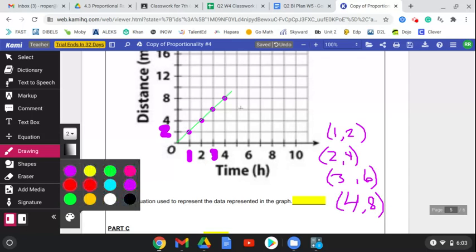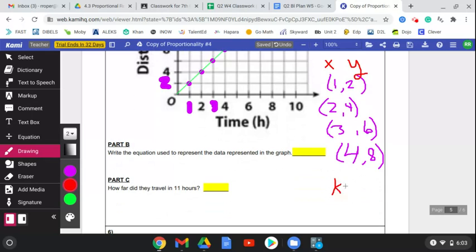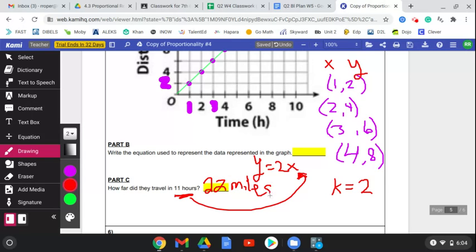To find the constant rate of change, I would take my y values and divide them by my x values. So 2 divided by 1 is 2. 4 divided by 2 is 2. 6 divided by 3 is 2. And 8 divided by 4 is 2. So my constant of proportionality is 2. So the equation would be y equals 2x, right? How far do they travel after 11 hours? Well, if I put 11 in for x, for the number of hours, 2 times 11 is 22. So they traveled 22 miles.